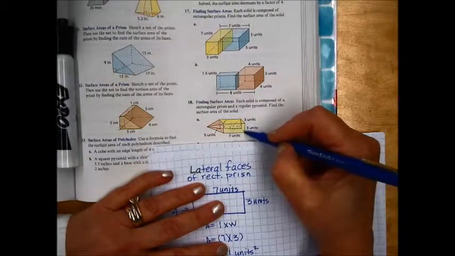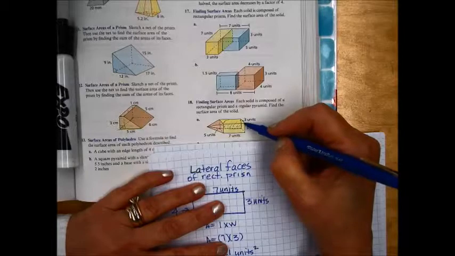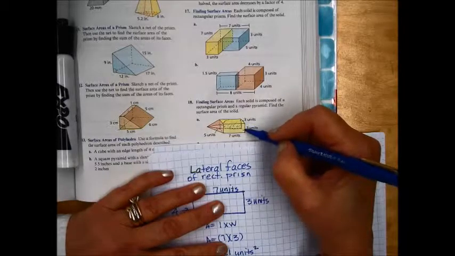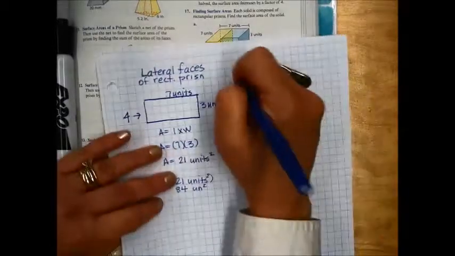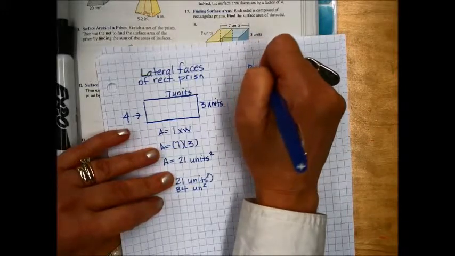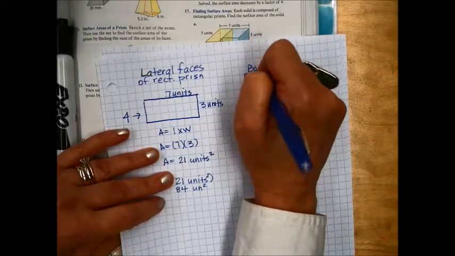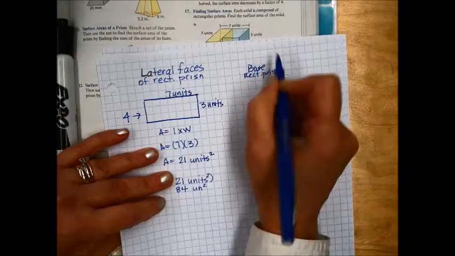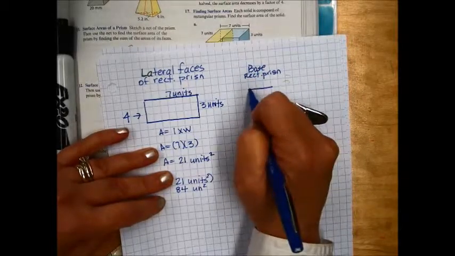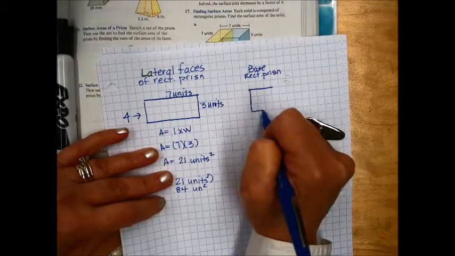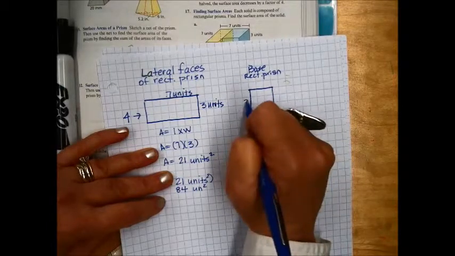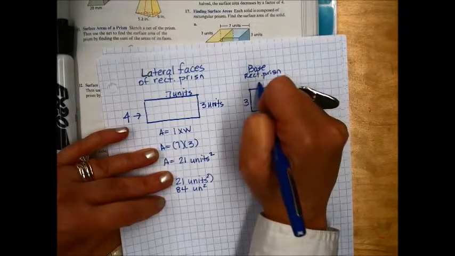It is a 3 by 3. So the base of the rectangular prism is 3 units across by 3 units deep. It's a 3 by 3.